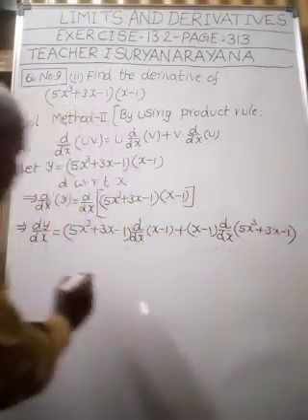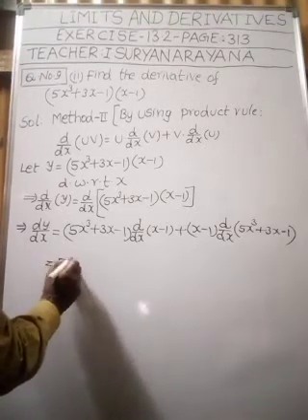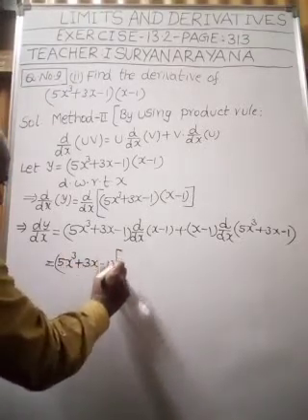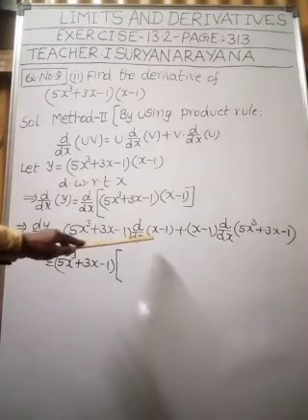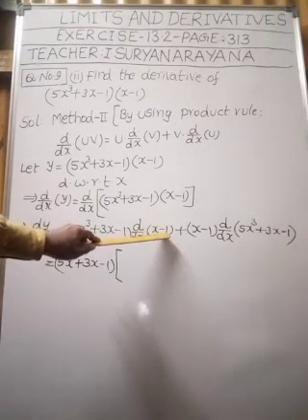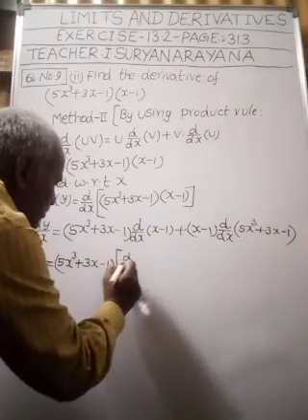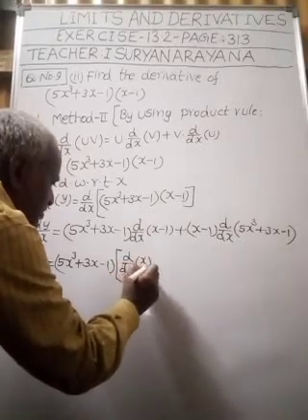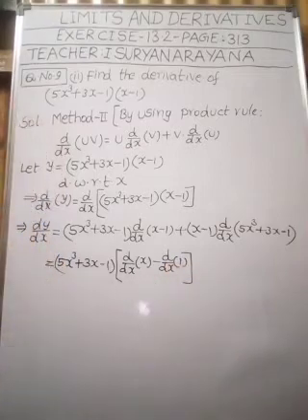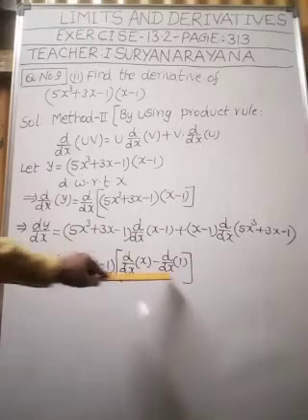Right. This is equal to 5x cube plus 3x minus 1 into, let us use a distributive property because there are two terms. So for each and every term we have to find the derivative. So d by dx of x minus d by dx of 1. Okay, my children, d by dx of x minus d by dx of 1. Understood this part, my children?